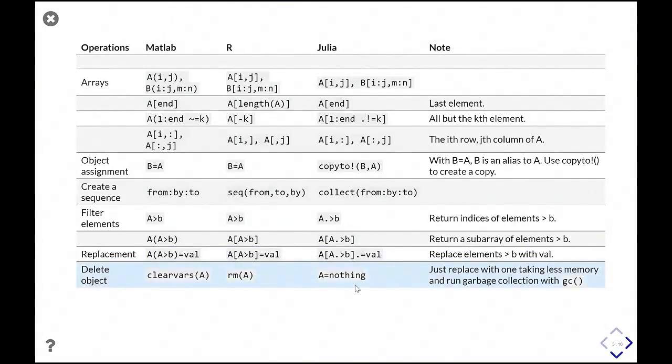Now, one thing to keep in mind is that Julia doesn't have a mechanism like clear vars in MATLAB or rm in R to release the memory occupied by an object. If you want to get rid of the memory taken by a previously defined object A, then you can simply reassign A with nothing. Nothing is a keyword. And then call the garbage collector, GC, to clear out the memory.